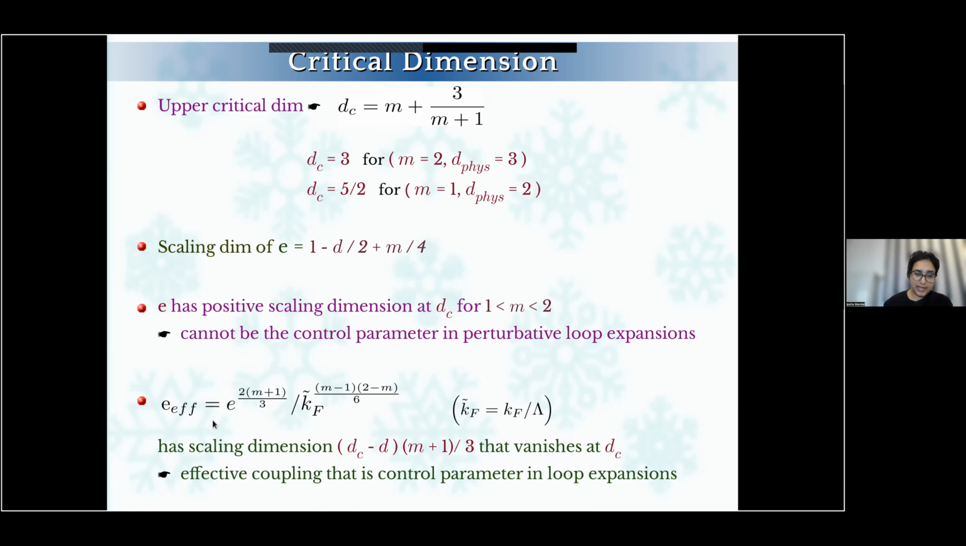And this is given by e effective, which is e raised to a certain power divided by K_F raised to another power. Actually, this is K_F tilde, and K_F tilde is K_F divided by the Wilsonian energy scale. Now, if we compute the scaling dimension of this e effective, then it is proportional to DC minus d, and this is equal to 0 at DC. And this tells us that this e effective should be used as the effective coupling that can serve as the control parameter, which remains small in value in loop expansions.